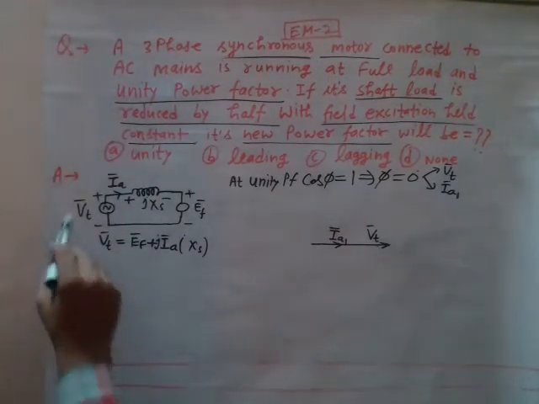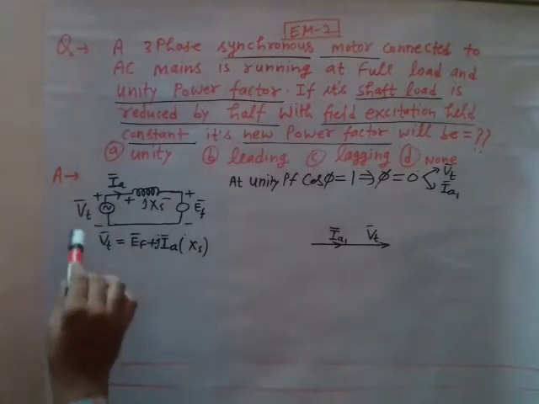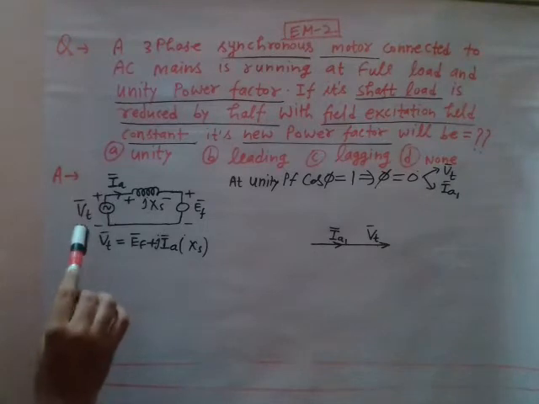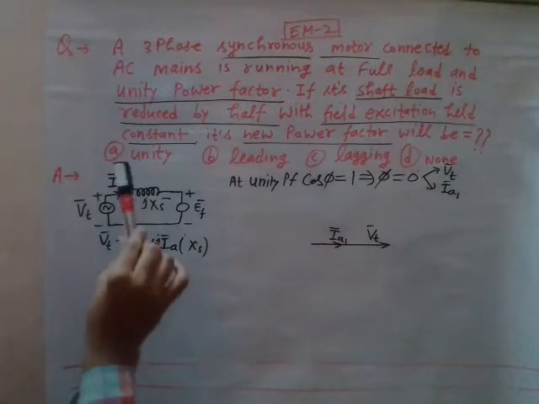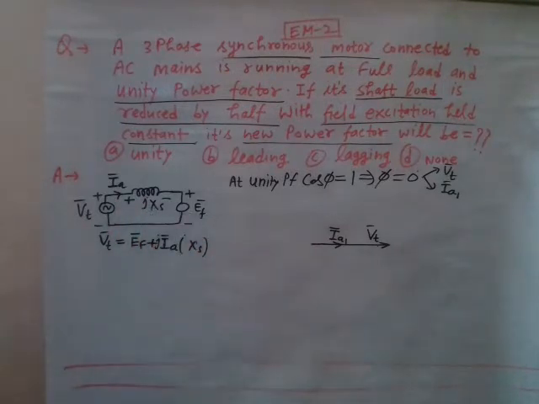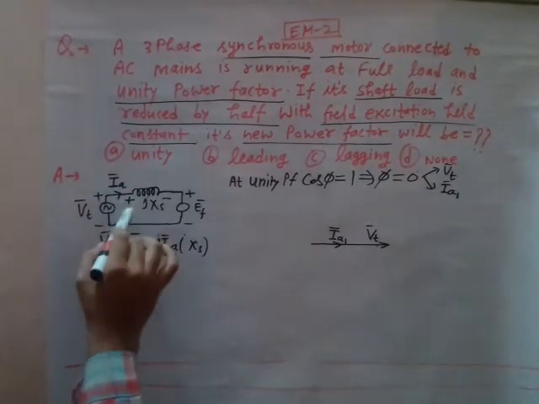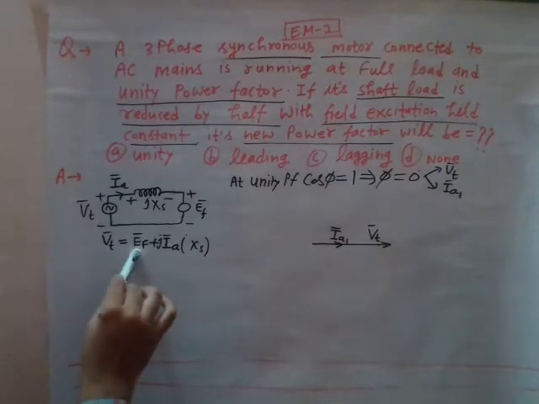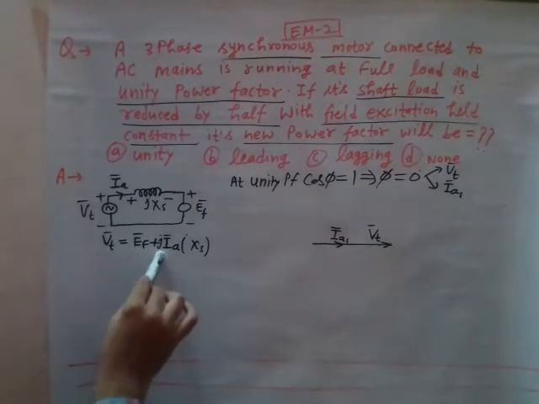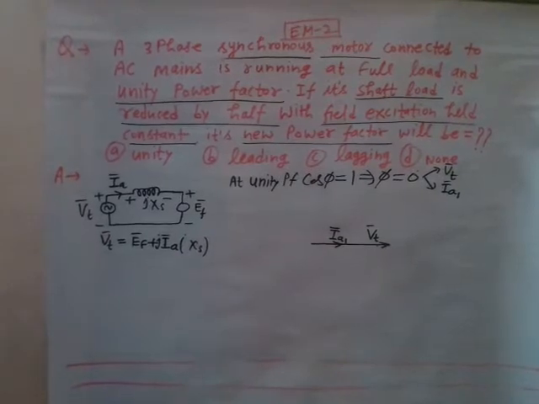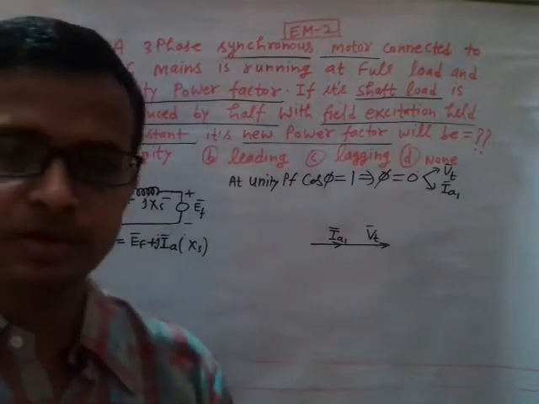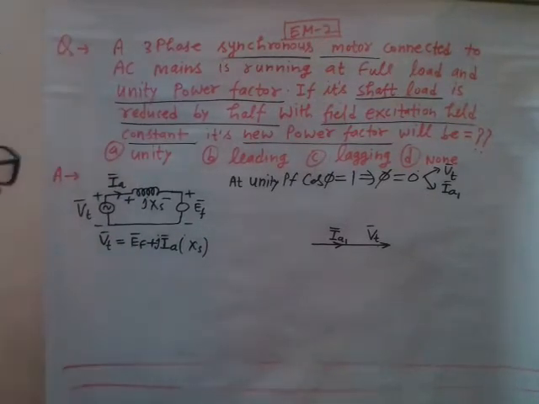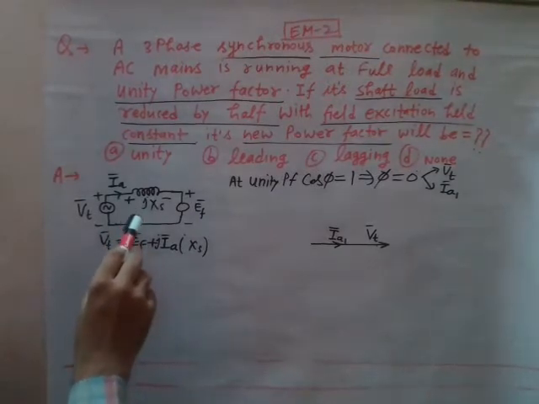So see here, this is a circuit diagram of a synchronous motor. Vt is the terminal voltage, the AC supply given to the motor. Xs is the synchronous reactance, EF is the excitation EMF. Applying KVL, the circuit equation will be Vt is equal to EF plus jIA Xs, where Xs is the synchronous reactance of the winding. Armature resistance RA is very small in comparison to the winding inductance, so we ignore it here.